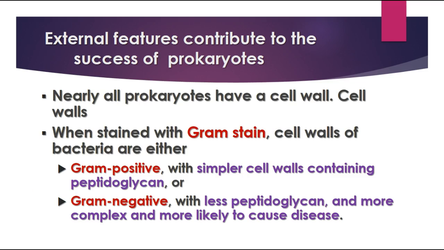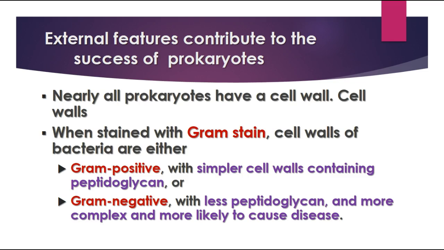Now, one of the things that you need to realize about bacteria is that they do have cell walls. Remember, we talked about the fact that the ones that are eubacteria have a substance called peptidoglycan in their cell walls. All prokaryotes, or nearly all prokaryotes, have a cell wall. There may be a few that don't, but the cell walls are really important in maintaining the cell.